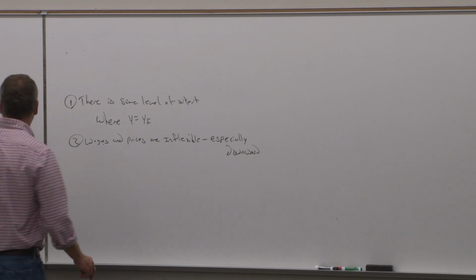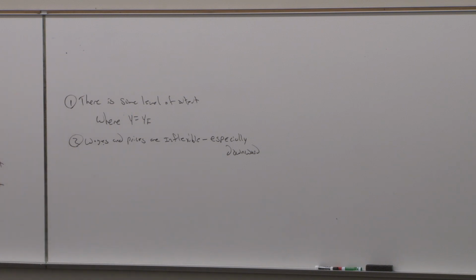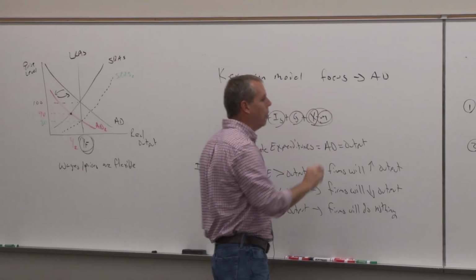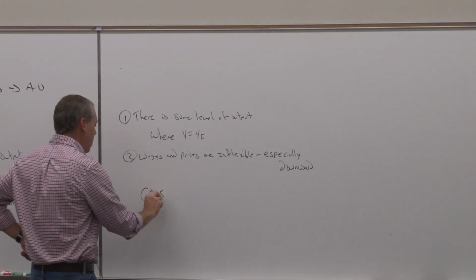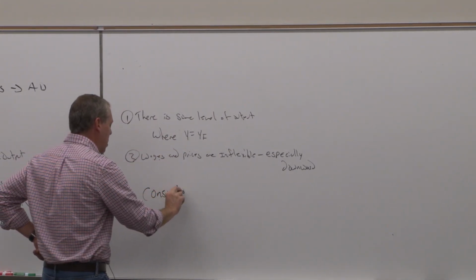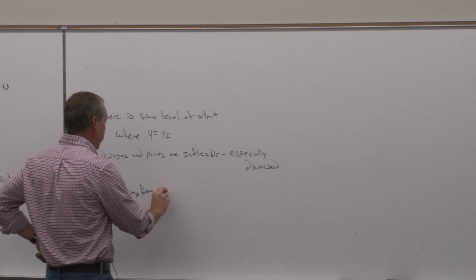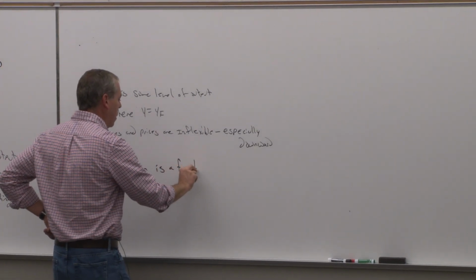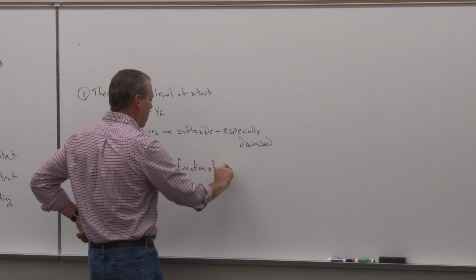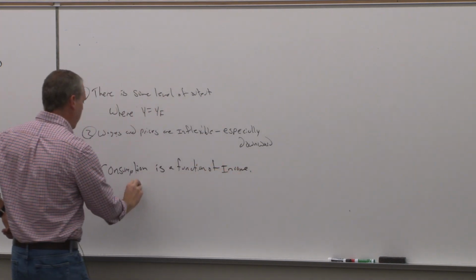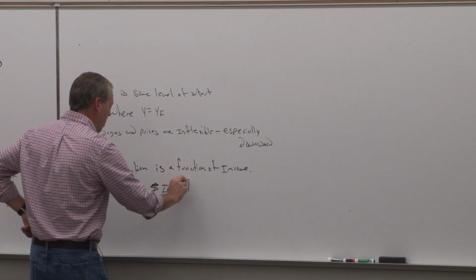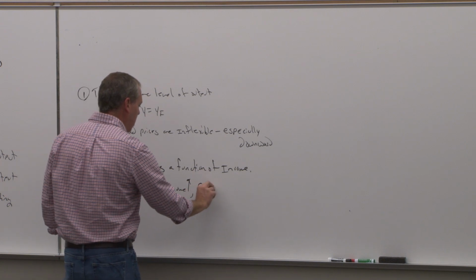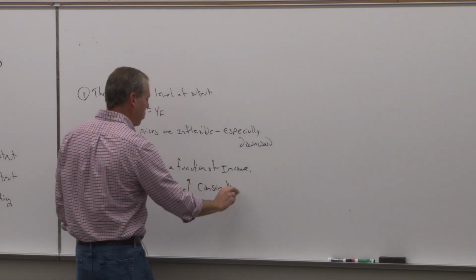So let's look at this Keynesian model in detail. And to look at this Keynesian model in detail, we need to look at the behavior of each one of these guys. All right, so let's look at the consumption model first. What he says with consumption is that consumption is a function of income. Basically, as income increases, consumption will increase.